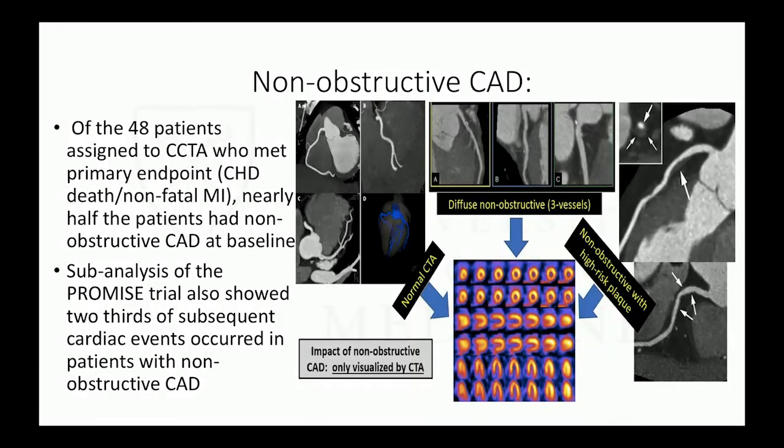And again, I want to highlight the importance here of what we find on CTA compared to functional tests, in that almost half of those patients that had hard endpoints of coronary heart disease death or non-fatal MI had non-obstructive disease, and that's a population that we're unlikely to identify on functional imaging. And similar findings were shown on a subgroup analysis of the PROMISE trial, where in that CTA arm, about 2/3 of the people that had MACE had it in the context of non-obstructive disease on their baseline CTA.